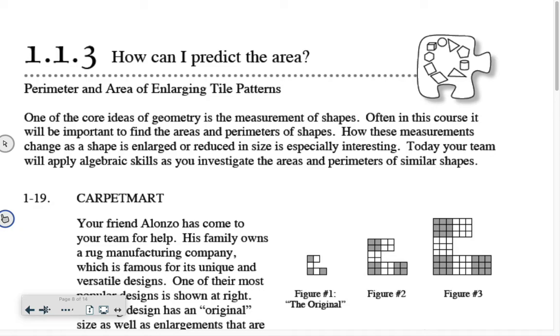If you notice, one of the core areas of geometry is measurement of shapes. Often in this course, it'll be important to find areas and perimeters. How these measurements change as a shape is enlarged or reduced in size is especially interesting. Today, your team is going to apply algebraic skills as you investigate the areas and perimeters of similar shapes. So here's the actual problem, and then I'm going to get you going and have you start working.